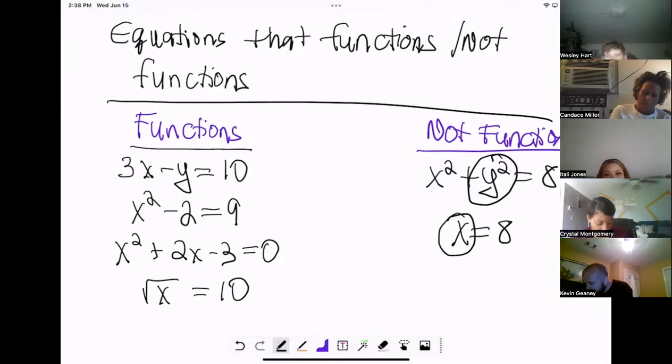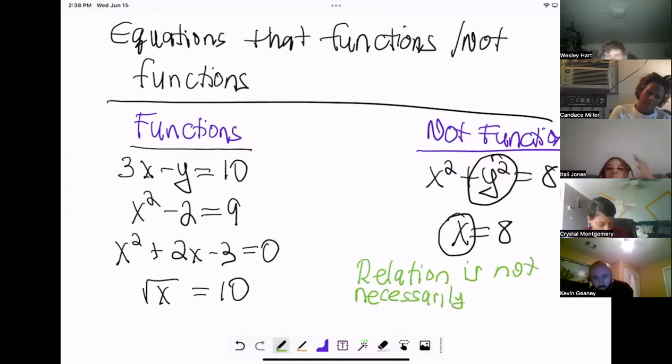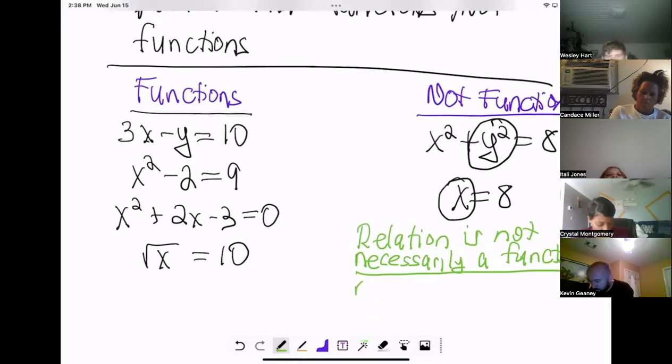So one thing too, also to remember, which I really didn't stress, but a relation is not necessarily a function. It has to be a special case, right? But all functions are relations.